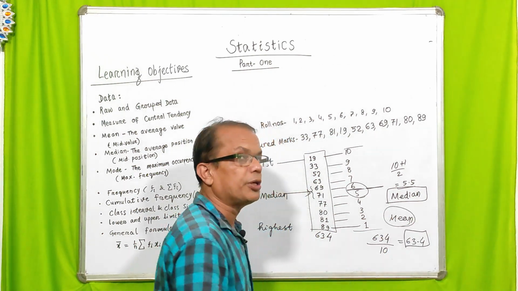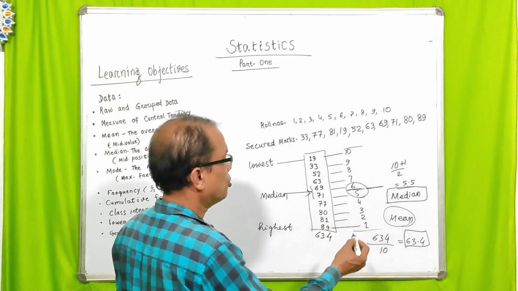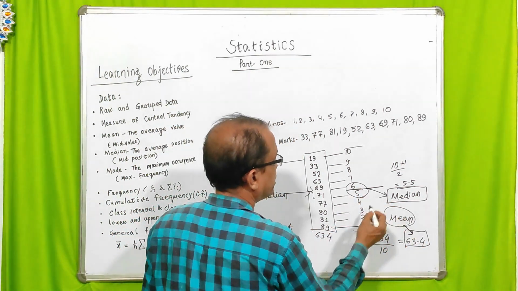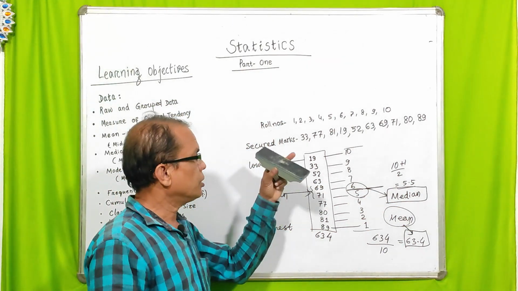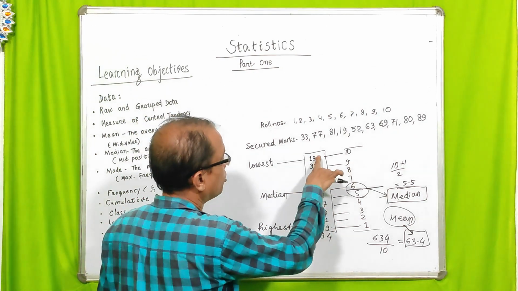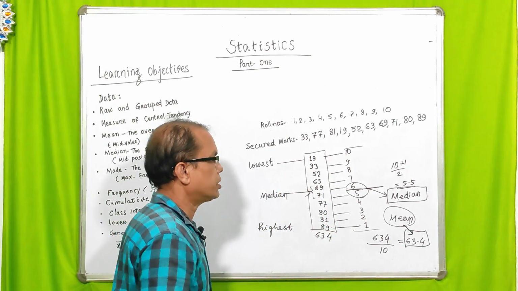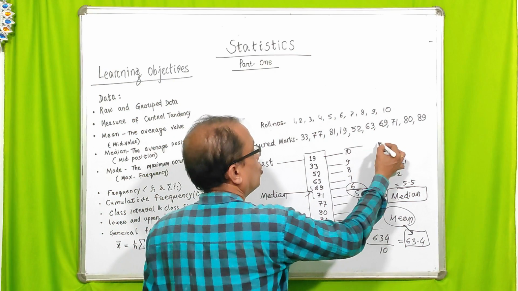So what is mean? Mean means the middlemost value of the marks. So middle value is mean, middle position is median. Then what is mode? Mode means the maximum occurring or largest occurring thing. We can see that every number has one frequency, meaning it is occurring only once. So there is no mode in it. This table contains no mode at all.